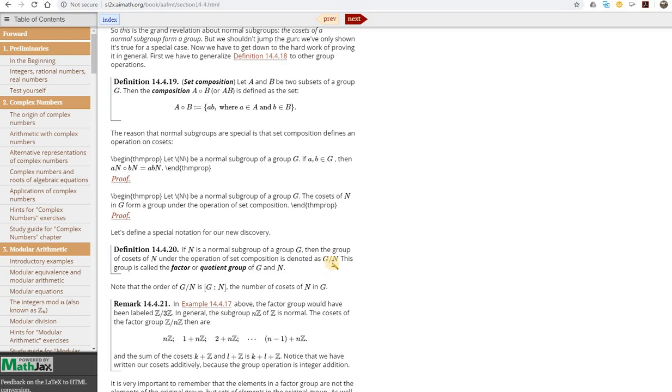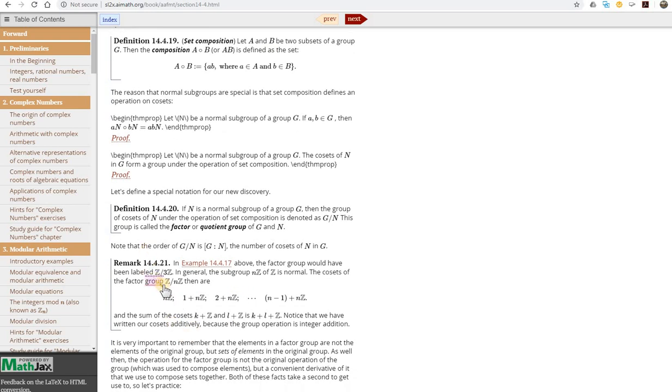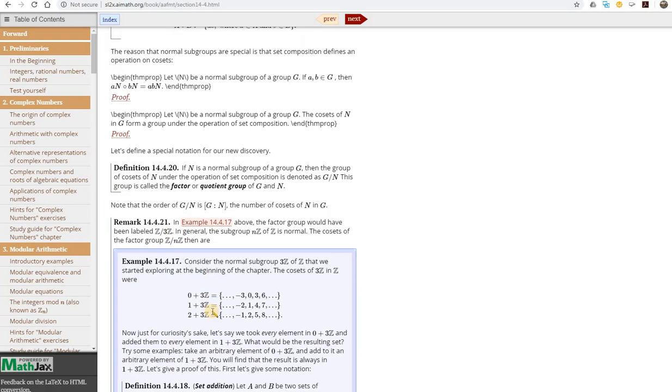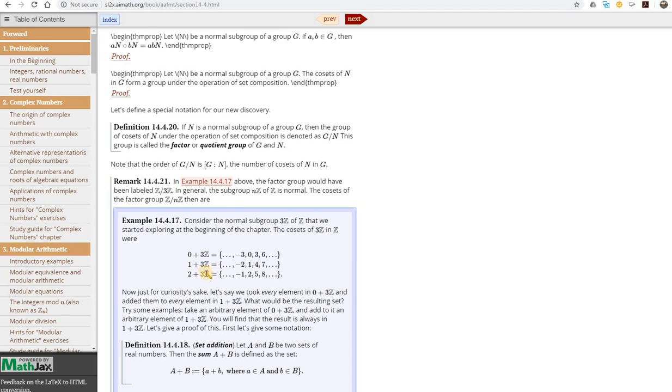So G/N is a set of cosets of N. For example, in this case here, if you take Z mod NZ, the way we say this is G mod N. That's the way you say it. So here we have Z mod NZ. These are all the cosets of NZ in Z. Actually, we did Z mod 3Z, so let's go there. These are all the cosets of 3Z in Z.